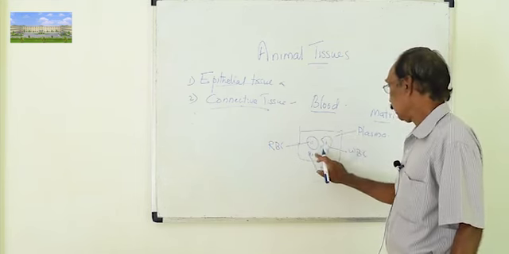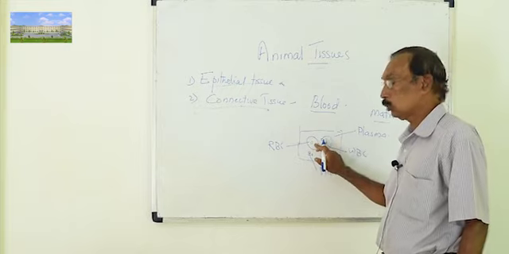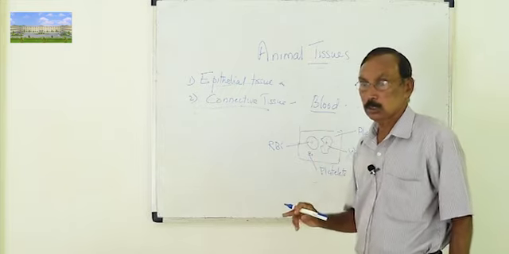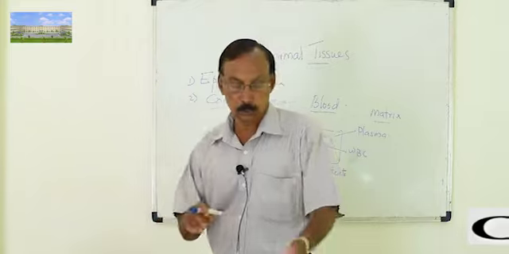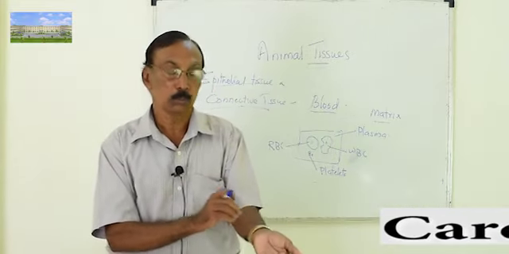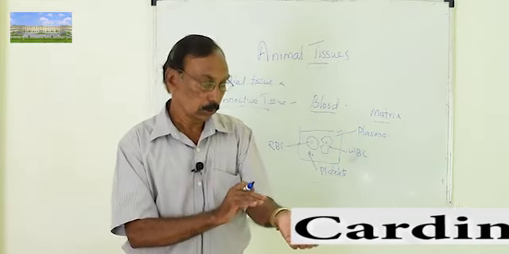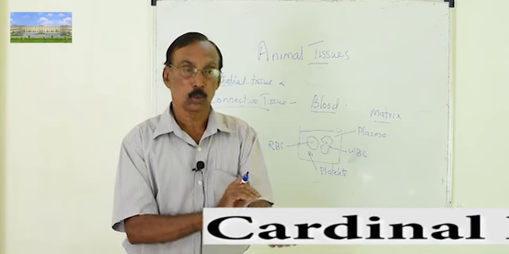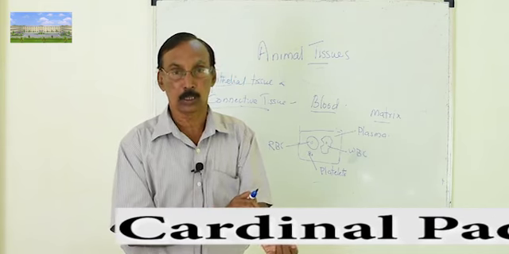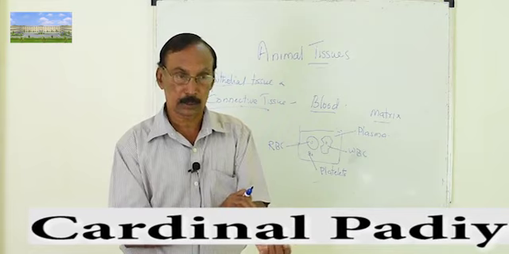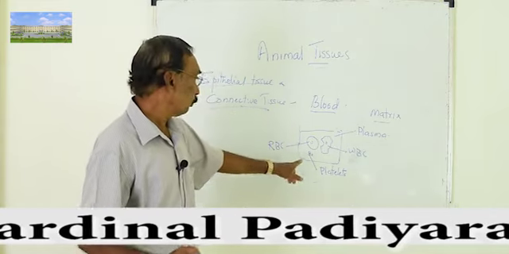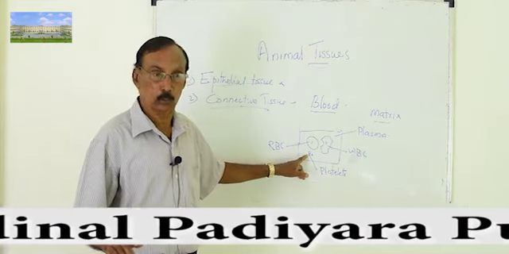The RBC function is transportation of oxygen. The function of platelets is clotting your blood. If a wound is formed, the blood has to be clotted there. The wound should be closed, and closing your wound is by clotting your blood. So platelets help in clotting your blood.